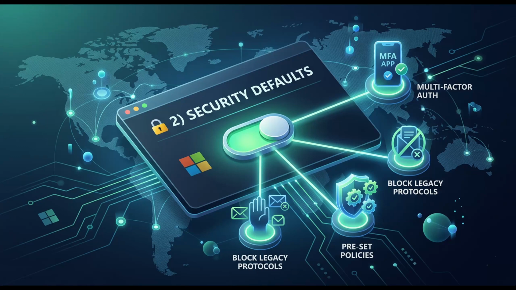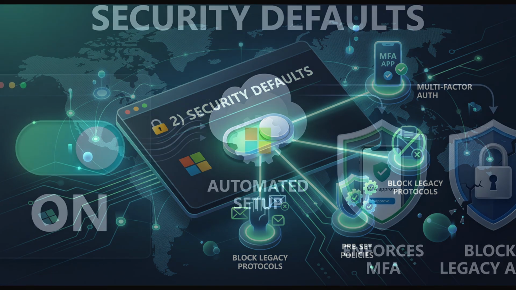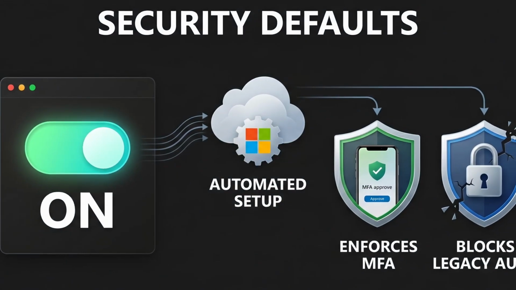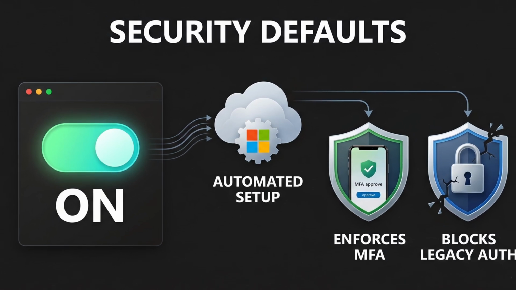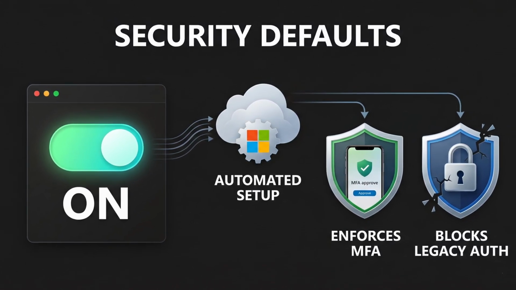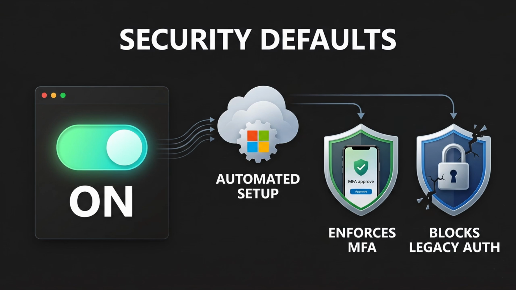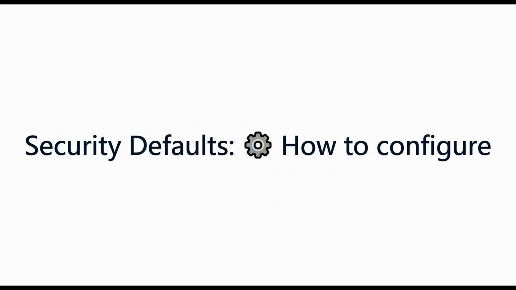Now let's move to something modern called security defaults. Think of this as Microsoft built-in baseline security. You turn it on and Microsoft applies a simple default security setup for the tenant. It is designed for organizations that want better protection without building conditional access policies themselves. So how to configure it?